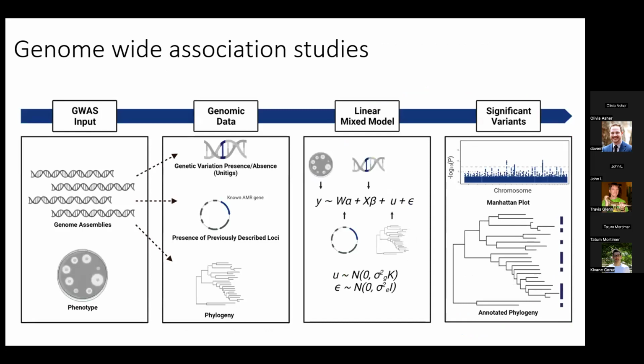So instead, we create the phylogeny, and we take that phylogeny and create a similarity matrix of all of the isolates in our population and use that as a random effect in our linear mixed model, which does a great job of controlling false positives due to linkage. In the linear mixed model, we are trying to predict our phenotype, in this case log-transformed MICs, with the presence or absence of known loci, plus each individual unitig, controlling for population structure. And at the end, we can see these distinct peaks on a Manhattan plot associated with regions of the genome that are associated with our phenotype.